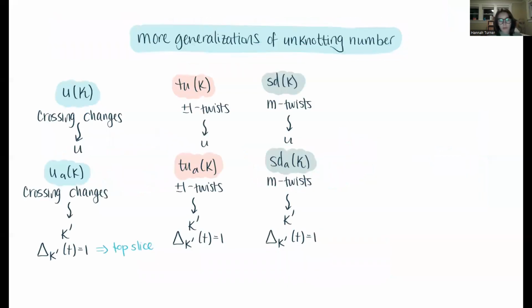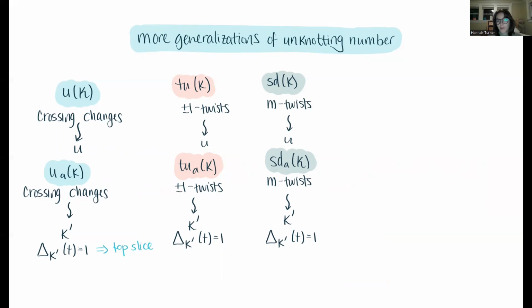If you were in part 1, you already saw this sequence of generalizations of the unknotting number, but just to recap, on the left, we have our classical unknotting number. So counting the number of crossing changes we need to get to the unknot. And if instead we don't care about getting to the unknot, but just we want to get to some knot whose Alexander polynomial is equal to 1, that's what's called the algebraic unknotting number of our knot.